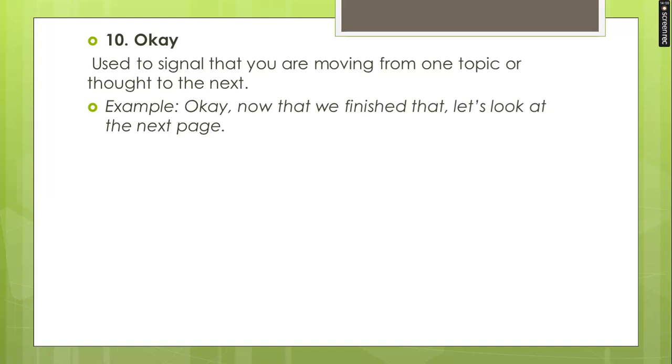For example, "Okay, now that we finished that, let's look at the next page." So you say this, "okay," when you want to move from one topic to another, from one thought to another. You just say, okay. Fine.